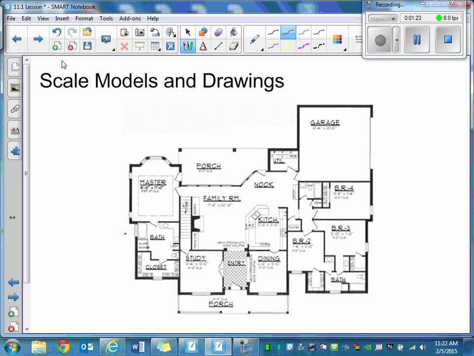Another common example of a scale drawing would be a type of blueprint. Anytime you build something, you make a plan for it first. You would draw out a blueprint or some kind of sketch and try to do it to scale.